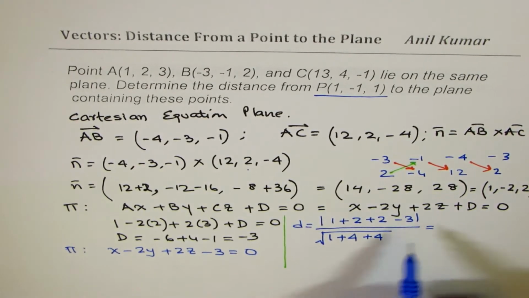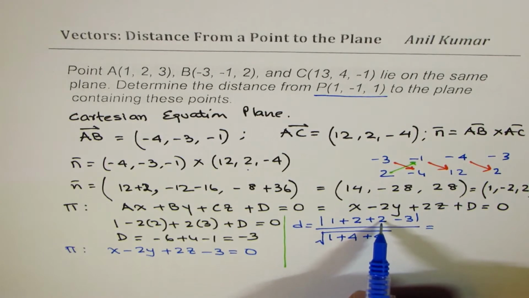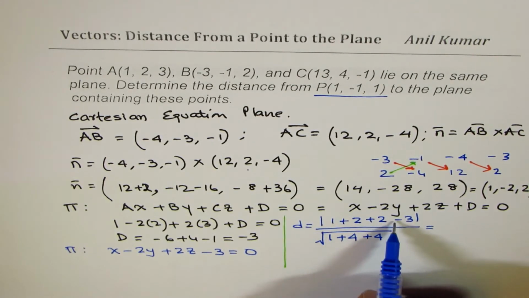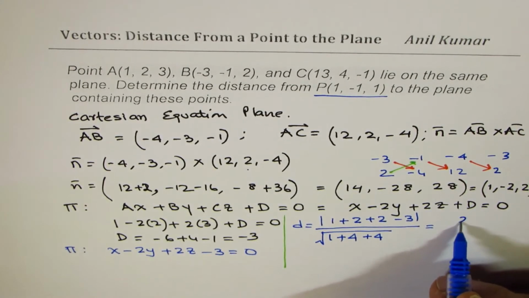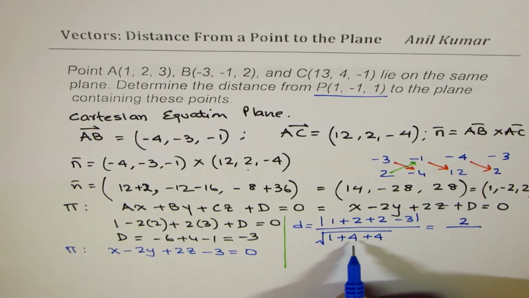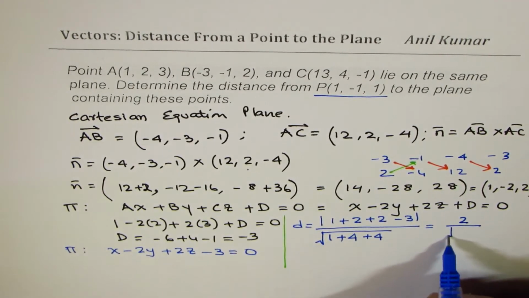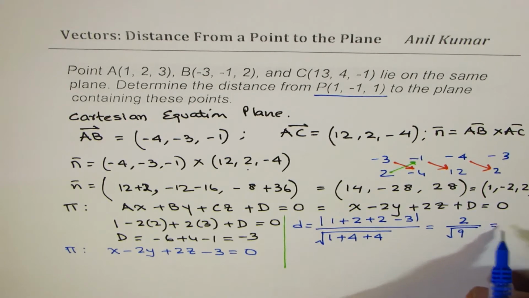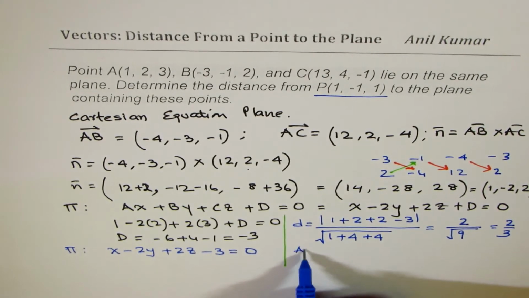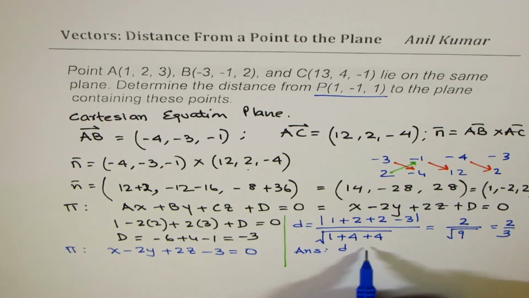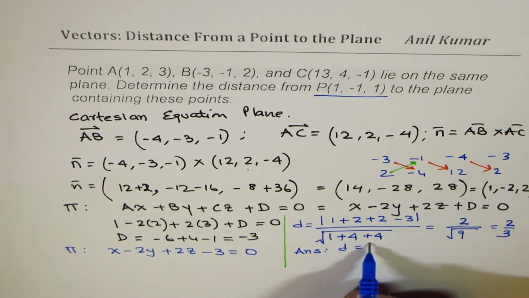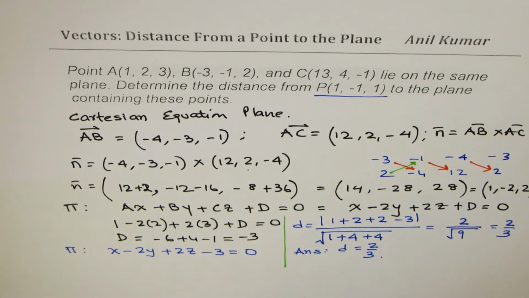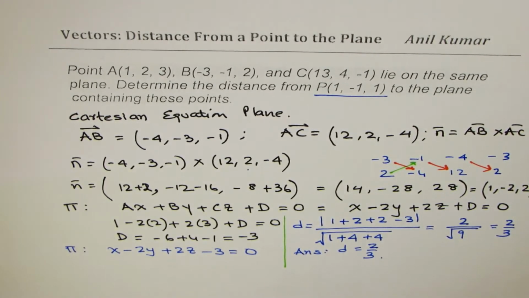So that gives us 2 plus 2, 4, 4 plus 1, 5, take away 3 is 2, over 4 plus 4, 8 plus 1, 9, square root of 9, so you get 2 over 3 as the distance, right? So the answer here is that the distance from the given point is 2 over 3. I hope the concept is absolutely clear. Please feel free to go through it once again.